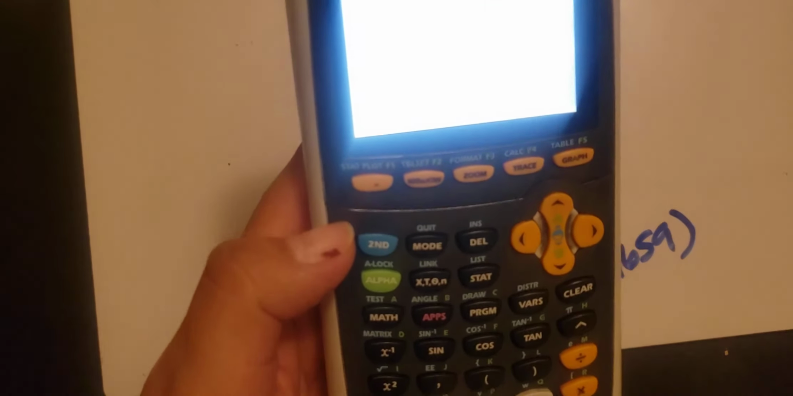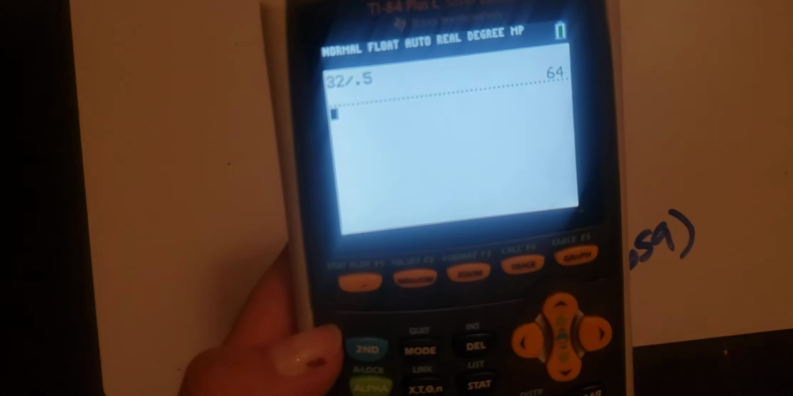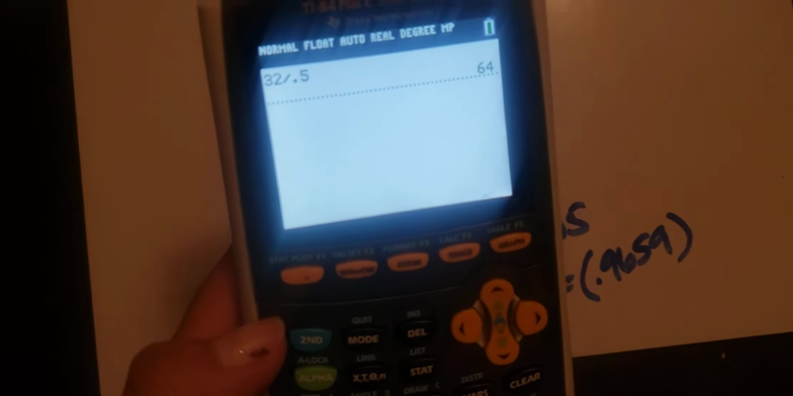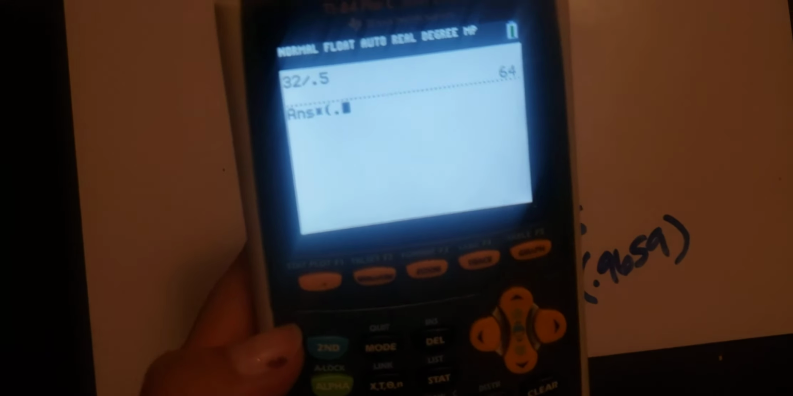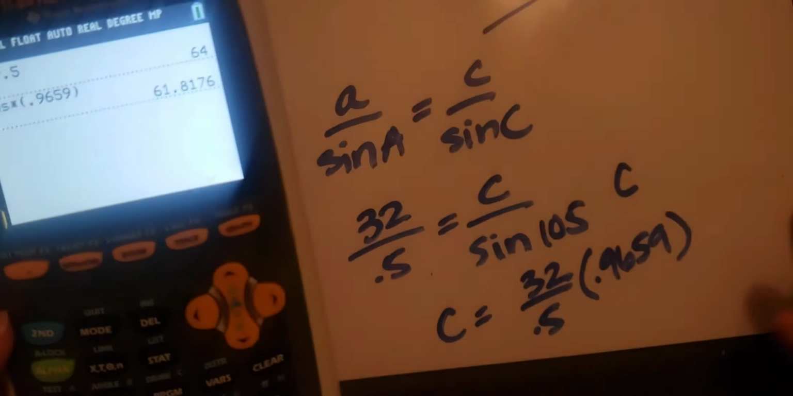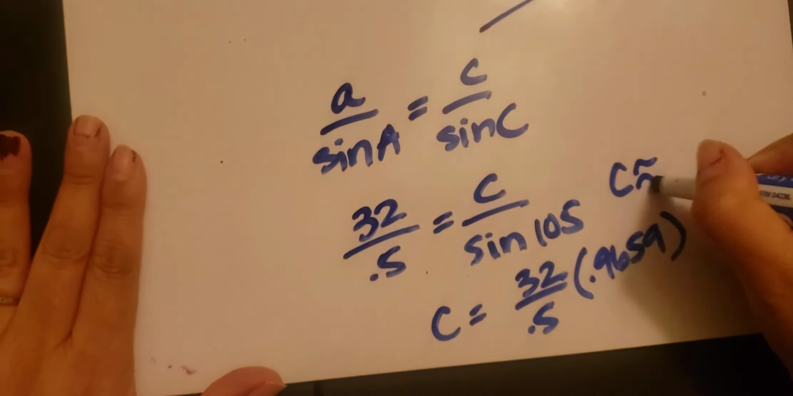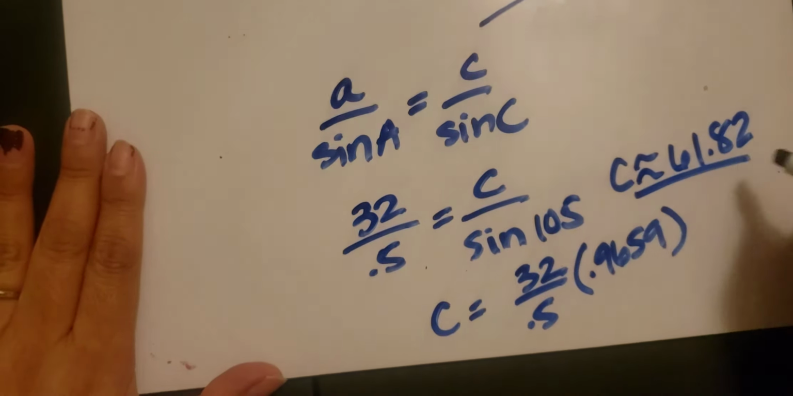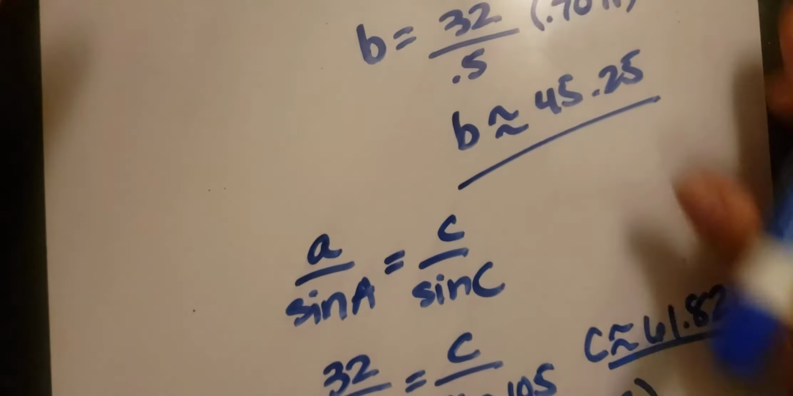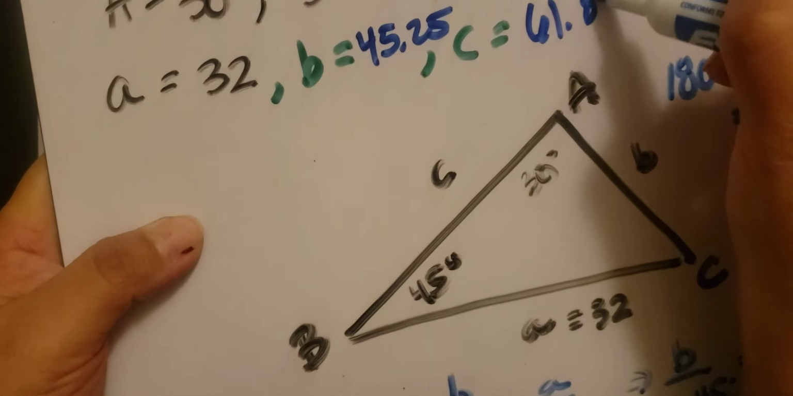Oops, you know what? I should have divided by 0.5. 32 divided by 0.5. I thought that was a little bit off just because the other numbers were kind of big. Okay, so there we go. 64 times 0.9659. Okay, so c is approximately 61.82. So now over here, I'm going to put 61.82.